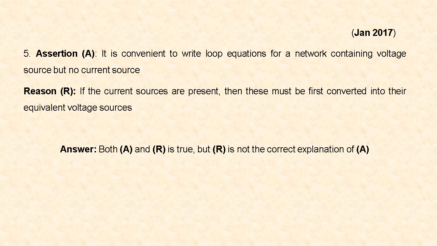Next question. This is assertion and reason type. This question was asked in Jan 2017. First assertion. It is convenient to write loop equations for a network containing voltage source but no current source. Reason. If the current sources are present, then these must first be converted into their equivalent voltage sources. Here both the assertion and reason are correct, but reason is not the correct explanation of assertion.